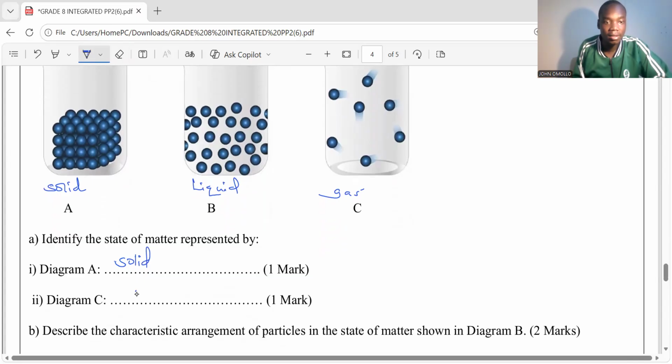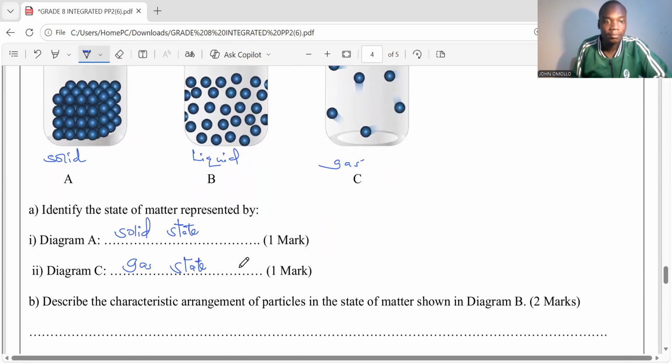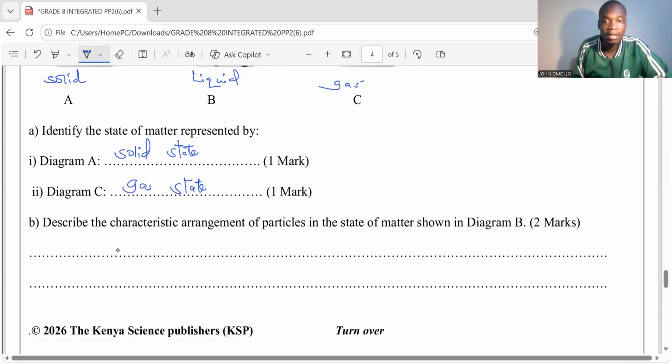Diagram C, gas. So gas state, solid state. Next question. Describe the characteristics of arrangement of particles in the state of matter shown in the diagram B.